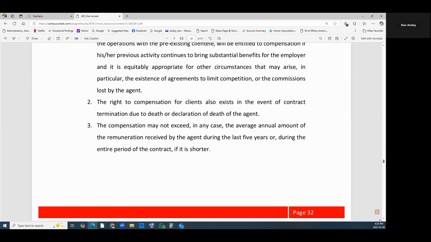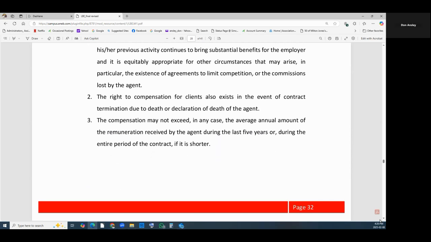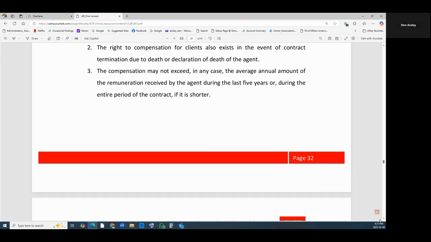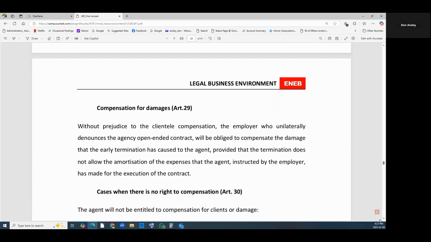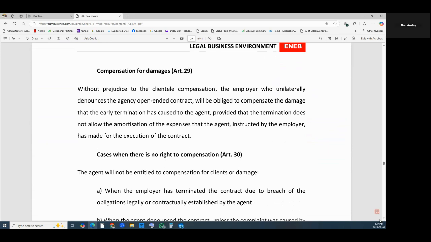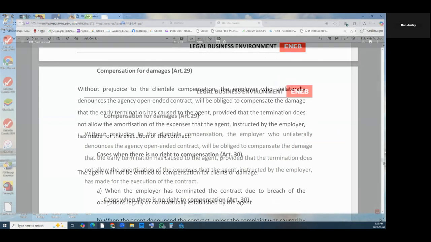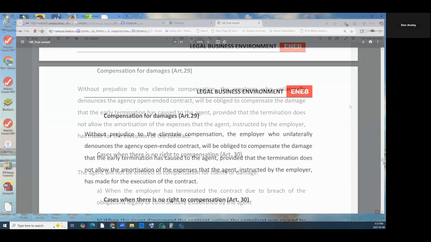And the right to compensation for clients also exists in the event of contract termination due to the death or declaration of death of the agent. Compensation may not exceed, in any case, the average annual amount of the remuneration received by the agent during the last 5 years or during the entire period of the contract, if it is shorter. Compensation for damages. Without prejudice to the clientele compensation, the employer who unilaterally denounces the agent's open-ended contract will be obligated to compensate the damage. Part 3, compensation for damages without prejudice to the clientele compensation.